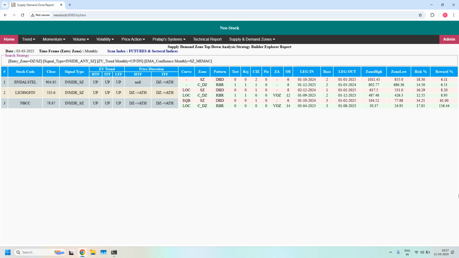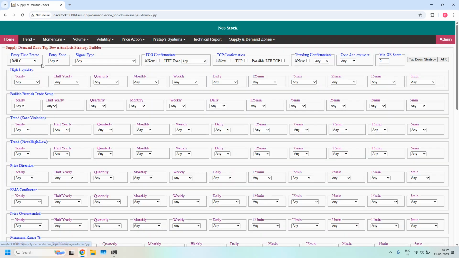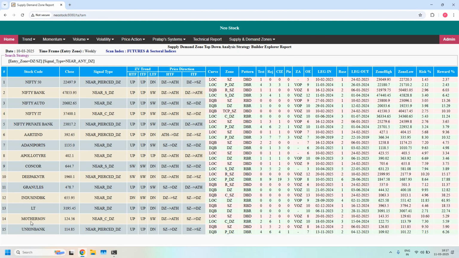Okay, this is about monthly time frame. Next time frame is weekly. Stocks near weekly demand zone. Total 15 stocks are filtered.